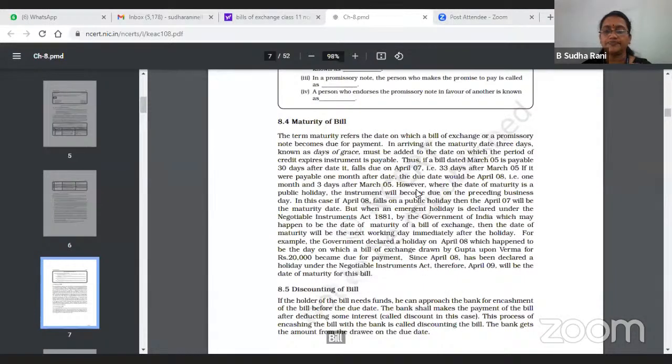Bill, date of maturity of the bill. Okay, I need to start again. Yeah.